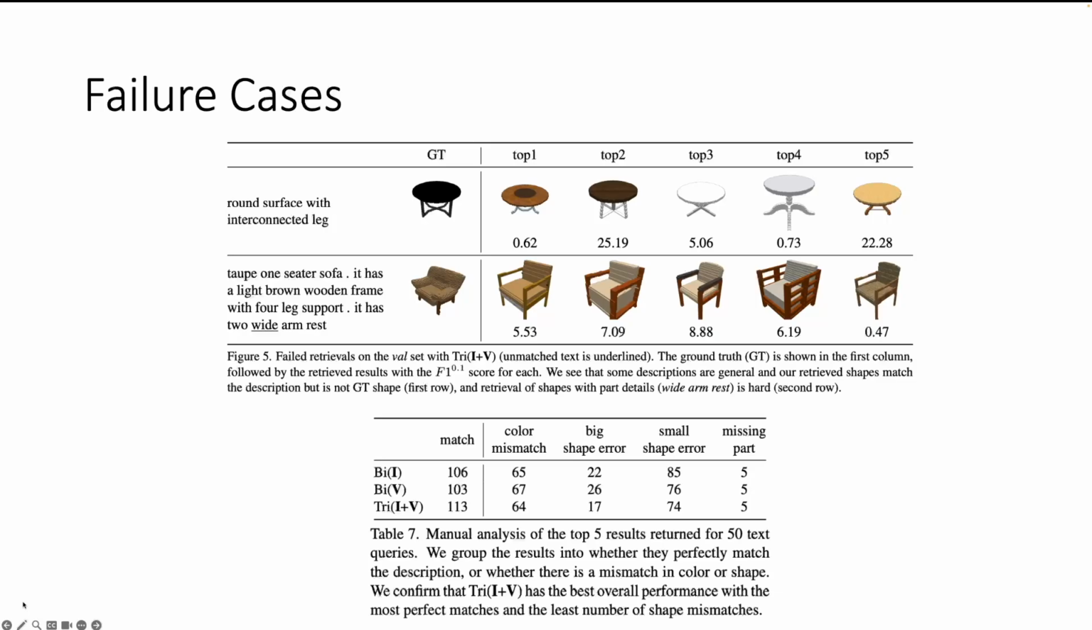We also conduct manual analysis of 50 queries and count the different types of shape mismatches such as color mismatch or large shape errors. We can see that the trimodal model has the best performance while having the least amount of shape mismatches.